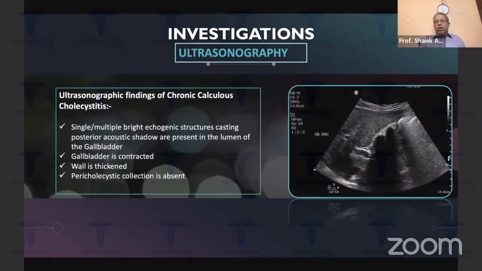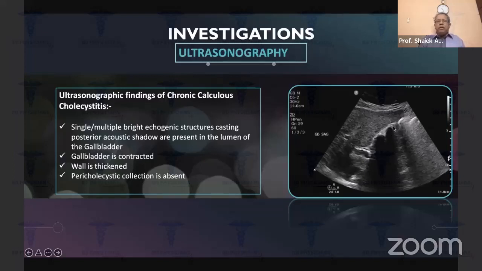What about chronic calculus cholecystitis? Whenever a patient has chronic calculus cholecystitis, the repeated attacks of infection and inflammation cause fibrosis of the wall, the gallbladder becomes contracted, so the lumen may be obliterated. Look at the picture: the whole gallbladder area is occupied by stones, and there are acoustic black shadows. The gallbladder is not distended.